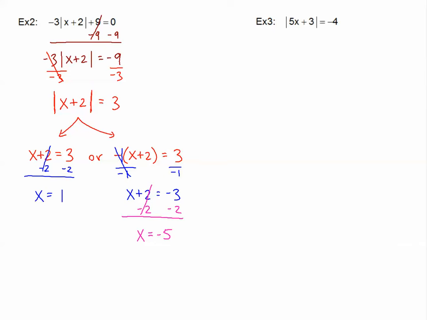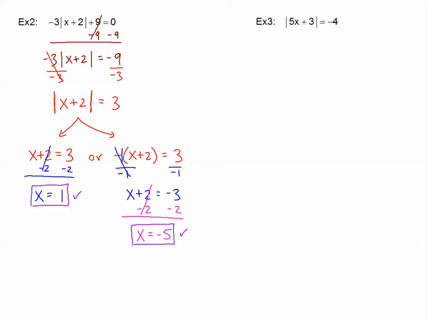Let's check them. Let's plug in a 1 into the original, of course. 1 plus 2 is 3. The absolute value of 3 is 3. Negative 3 times 3 is negative 9, and negative 9 plus 9 is 0. So it does check. Let's try negative 5. Negative 5 plus 2 is negative 3. The absolute value of negative 3 is still positive 3. And then we're back to negative 3 times 3 is negative 9, plus 9 is 0. They both work.